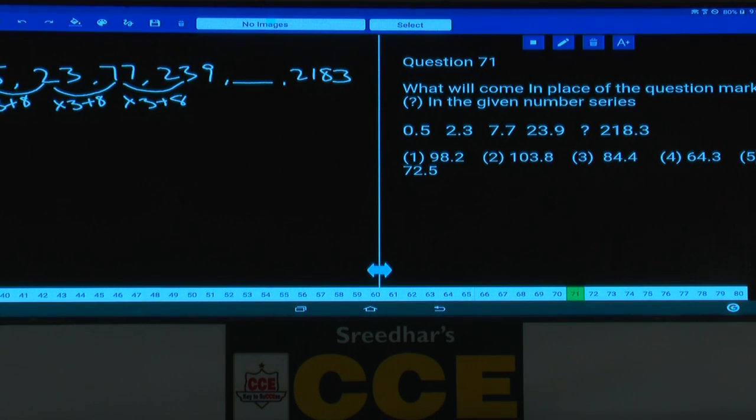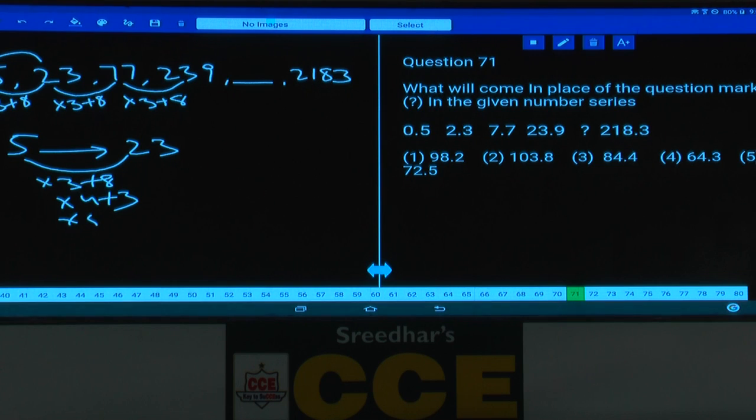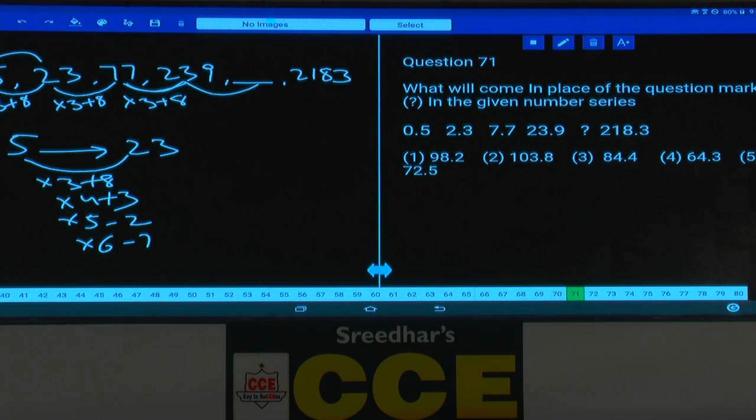But if you start with this one, what happens here? 5 and 23 will have n number of possibilities of getting 23 with the help of 5. It can be either 5 into 3 plus 8, or 5 into 4 plus 3, or 5 into 5 minus 2, or 5 into 6 minus 7, or n number of possibilities. But in this case, 77 and 239, you will have only one possibility. Hence, in the case of combination, we should always start with the highest numbers. Clear?